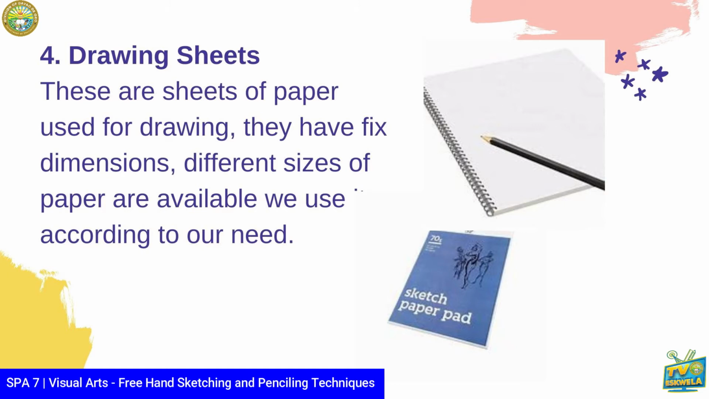The fourth material for freehand sketching is the drawing sheets. These are sheets of paper used for drawing. They have fixed dimensions. Different sizes of paper are available, and we use them according to our need.